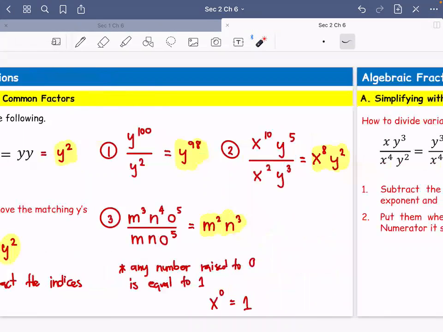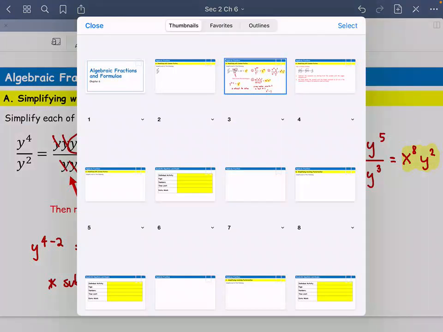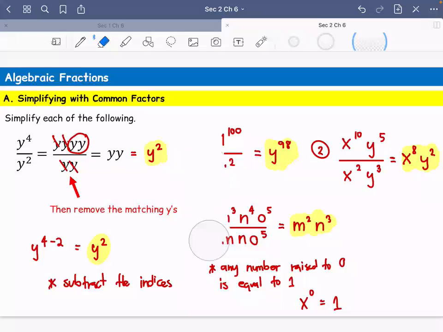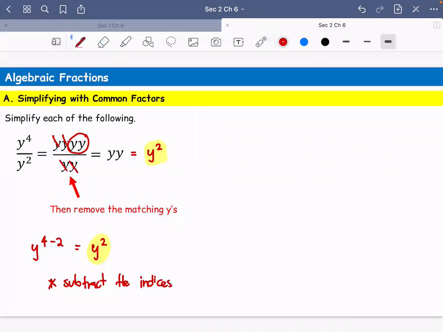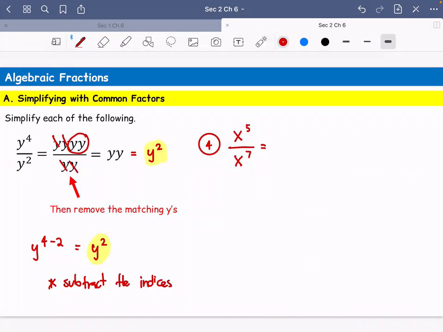Let's have a few more questions before we go to the actual questions. This is example number 3. Let's have example number 4. What if now I have x raised to 5 divided by x raised to 7? What do you think is my answer here for number 4? x to negative 2, right? But in mathematics, you cannot express your final answer with a negative index.